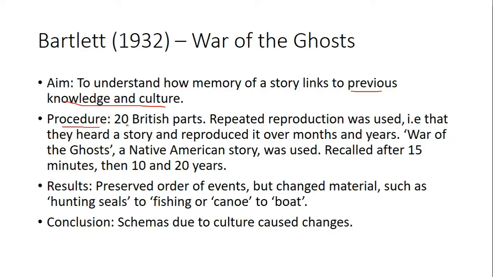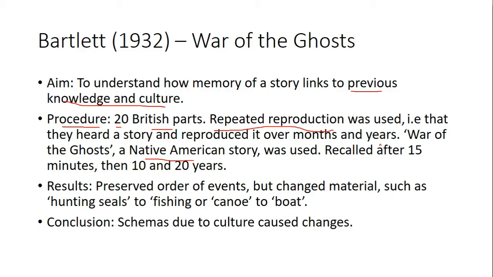The procedure: there were 20 participants who were Brits. They all heard a Native American story. That's where the cultural aspect comes in. And they used repeated reproduction. So they heard a story and they reproduced it over months and years, and they kept telling it.